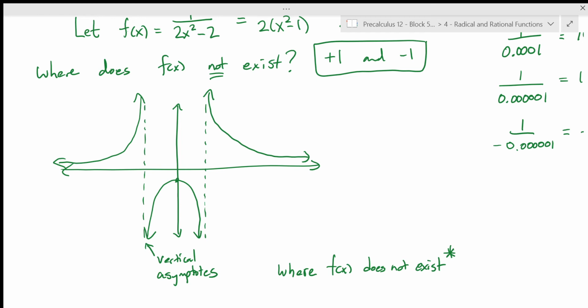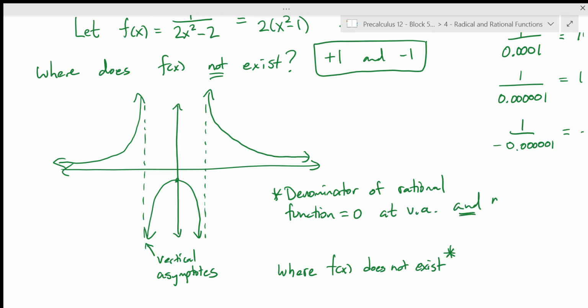Okay, so how we find these vertical asymptotes, remember, is the denominator of a rational function equals 0 at a vertical asymptote, and the numerator doesn't. So if the numerator and denominator are both approaching 0, something else happens, and we'll talk about that, as I said before, in the last lesson. So we've got this function.